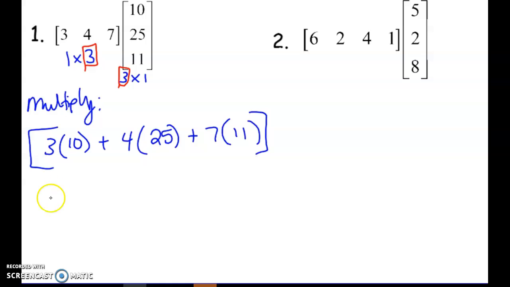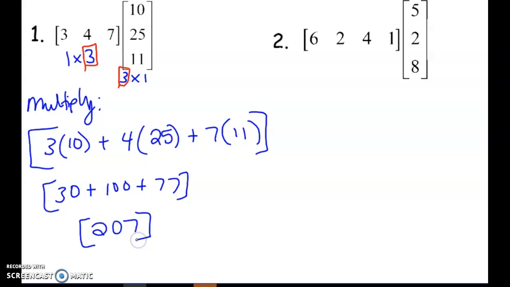Okay, so go ahead and calculate that. We're going to get 3 times 10 plus 4 times 25 plus 7 times 11. Add all those up and we would get 207. So if I multiply these two matrices, we get 207. All right, let's take a look at the second one. Again, check out your dimensions. This is a 1 by 4, and we've got a 3 by 1. Since these inner dimensions are not the same, it is not possible to multiply.